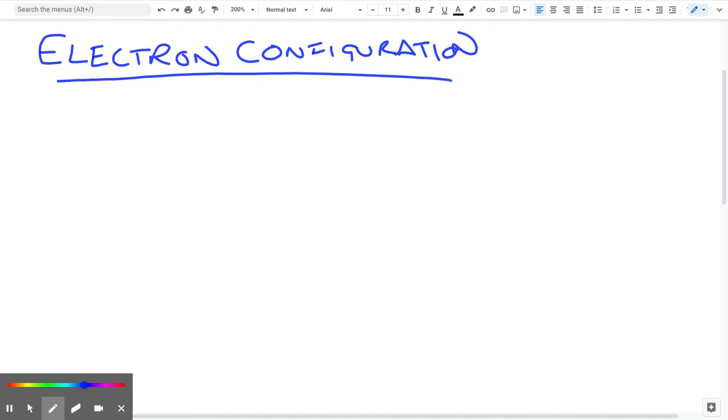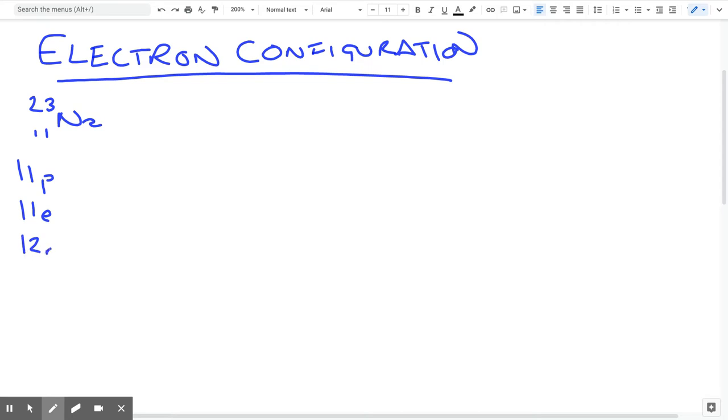Okay, so in the previous clip, we looked at an atom of sodium as our example, and we evaluated that it had 11 protons, 11 electrons, and subsequently 12 neutrons, based upon the numbers given in the periodic table within the elemental symbol.